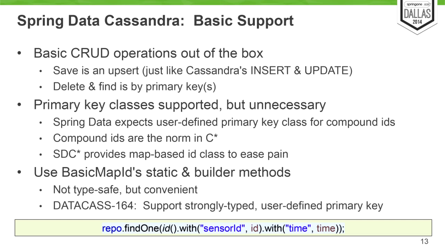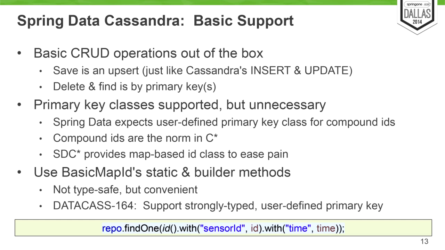I did enter an issue to support strongly typed user-defined primary key interfaces. So just like Spring Data produces repository implementations for you, what I want to be able to do is define a primary key interface that is strongly typed, and then at runtime we'll provide you a convenient factory method that will produce a JDK dynamic proxy that delegates to a simple map ID, but at least it's type safe, and that's DATACASS-164.